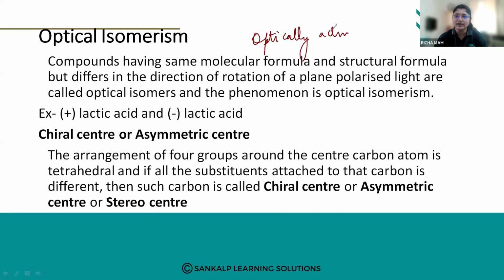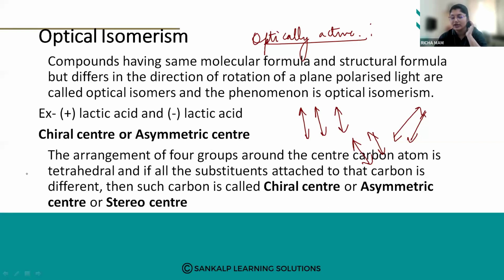Why are they called optically active? Some organic compounds have the ability to rotate this plane polarized light. They either have the ability to rotate it to the right side or to the left side. So they are called optically active, and the property is called optical activity. These are the important terms which we are going to use in these stereochemical aspects.